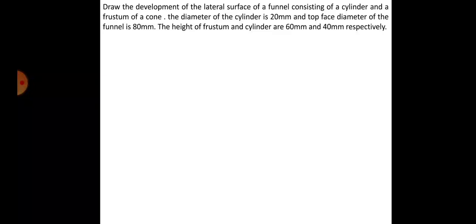We will start with drawing the orthographic view. This is the cylinder, 20 mm in diameter as per the data given. The diameter of the cylinder is 20 mm, and the height of the cylinder is 40 mm. That's given in the question. The height of the frustum of the cone and the cylinder are 60 and 40 respectively. That means the height of the cylinder is 40 mm. So this is the front view of the cylinder.